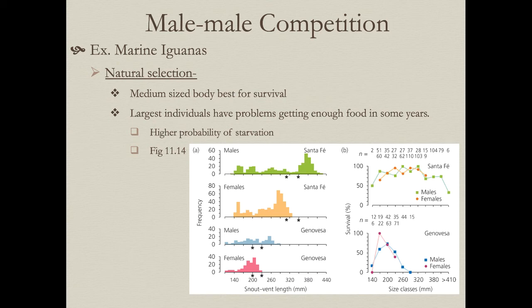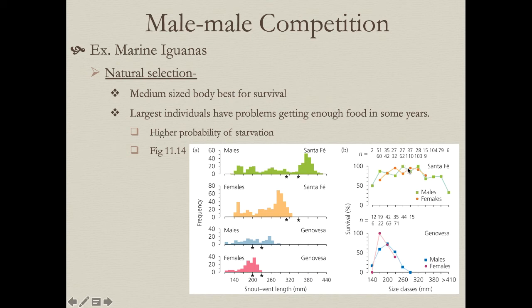All right, so let's look at a male-male competition trait and show how it differs from females and also how it's ecologically costly. So if you look at marine iguanas, you see that the size that's best for survival is medium size. And so here we have two different islands, and if you look at size classes on the x-axis and their percent of survival, the best survival is kind of an intermediate size.